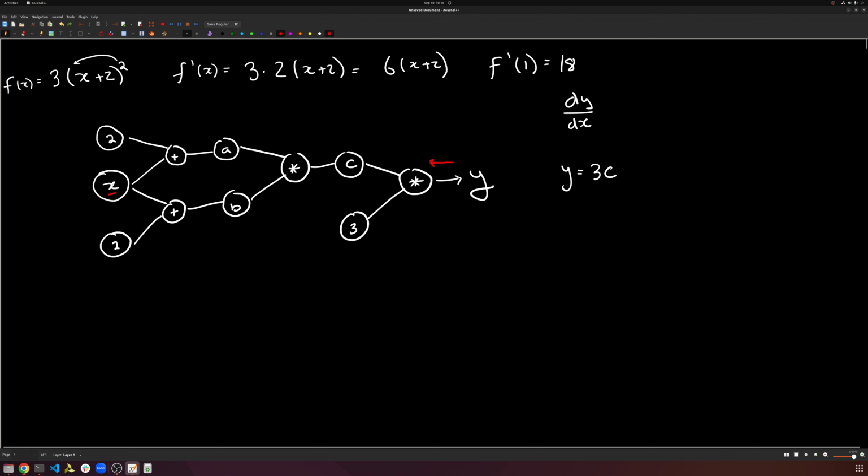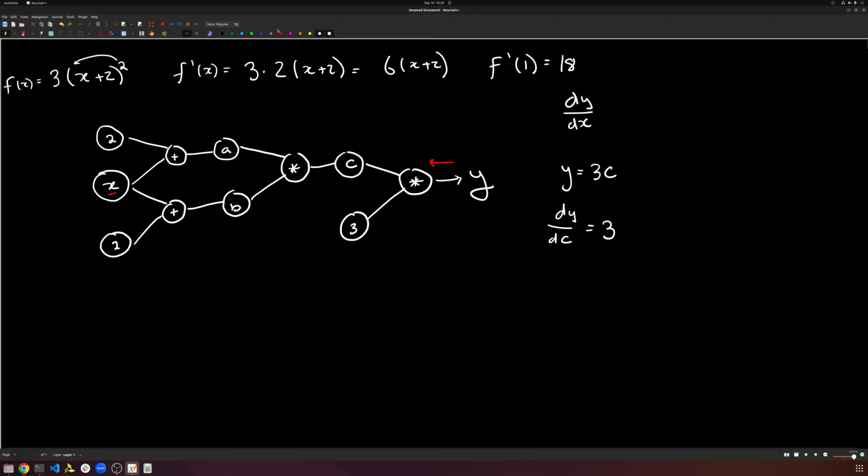So this is my first step of backpropagation. y is 3c. Now that I have y equals 3c, what I need to do is see how y changes when c changes. So we're going to do dy/dc, which is equal to 3, right? If y is 3c, then dy/dc must just be the constant 3. That means we are pushing back a gradient here of 3.